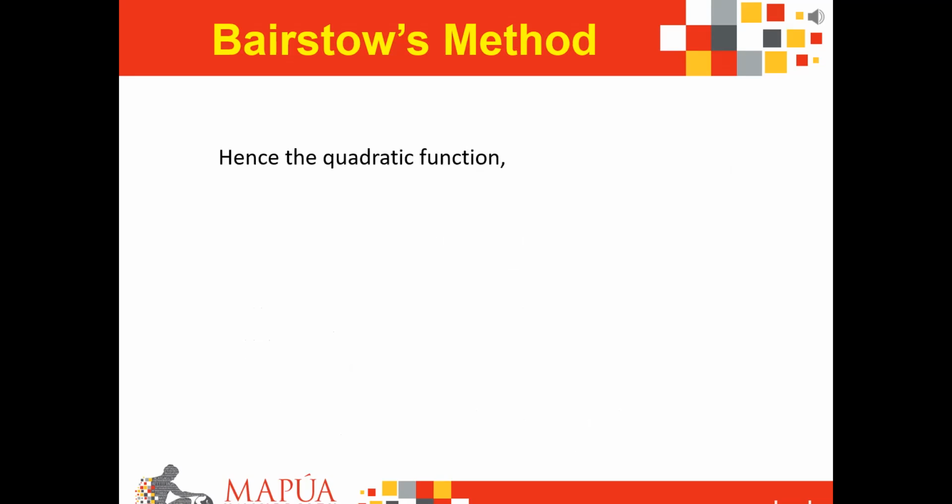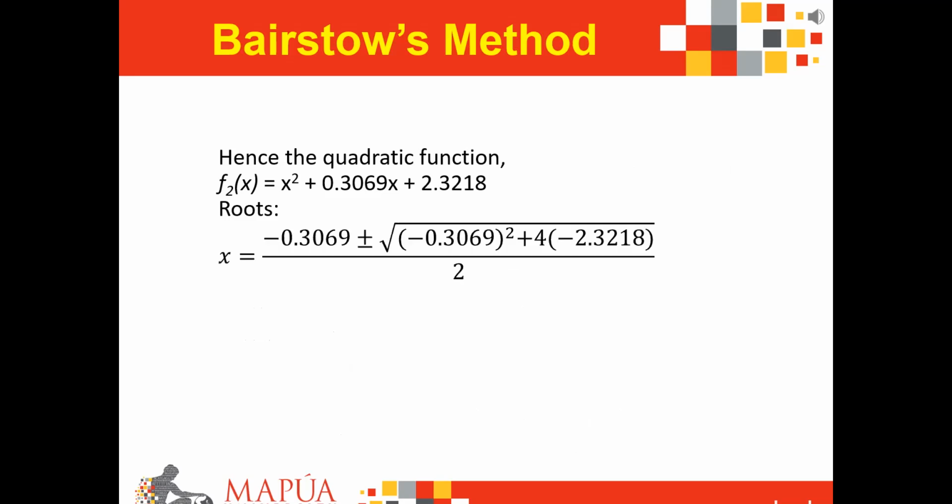Subjecting them to your quadratic function gives us a quadratic factor equal to x squared plus 0.3069x plus 2.3218, which eventually leads us to a root computation equal to this solution with a root value of negative 0.1535 plus minus j 1.516, showing us that this particular quadratic function gives us a complex conjugate root for our given cubic polynomial function.